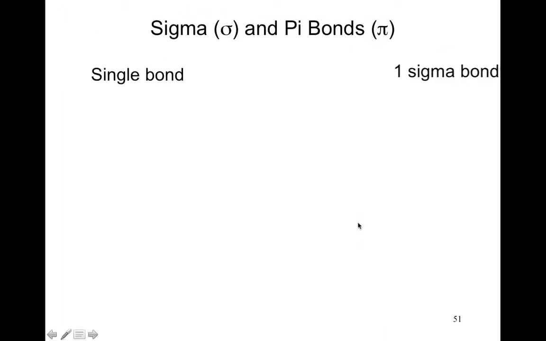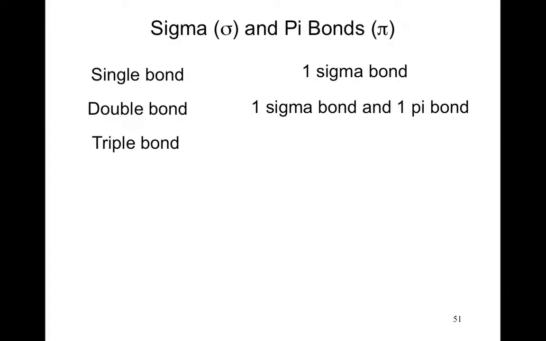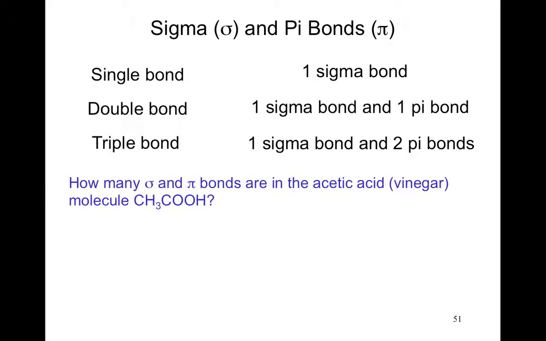So, sigma and pi bonds. If it's a single bond, it's 1 sigma bond, it's real easy. If it's a double bond, it's 1 sigma and a pi. Triple bond, you guessed it, 1 sigma, 2 pi's, makes 3. So then you can just draw a Lewis structure and count them out. You'll see questions like this in the book and on tests.